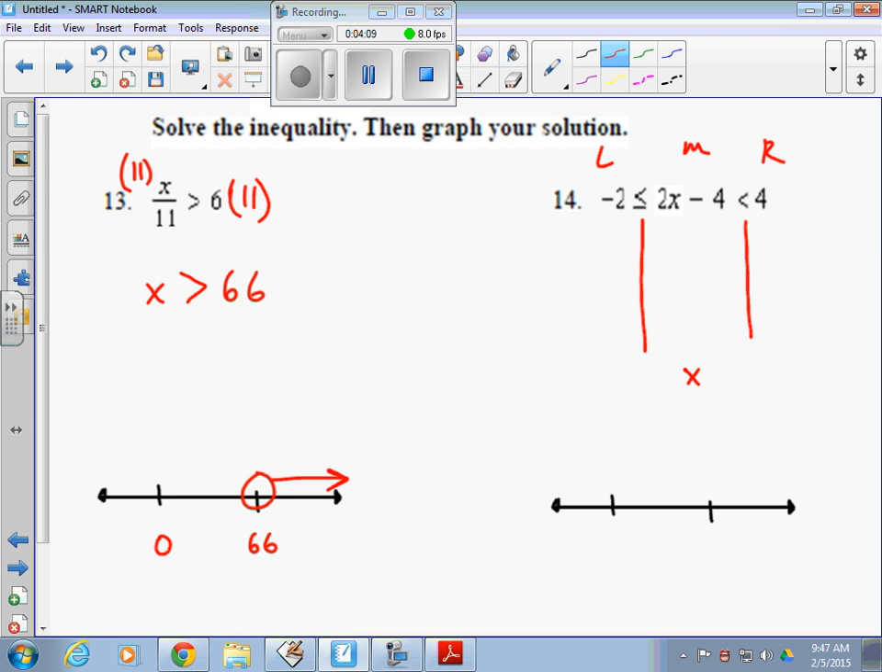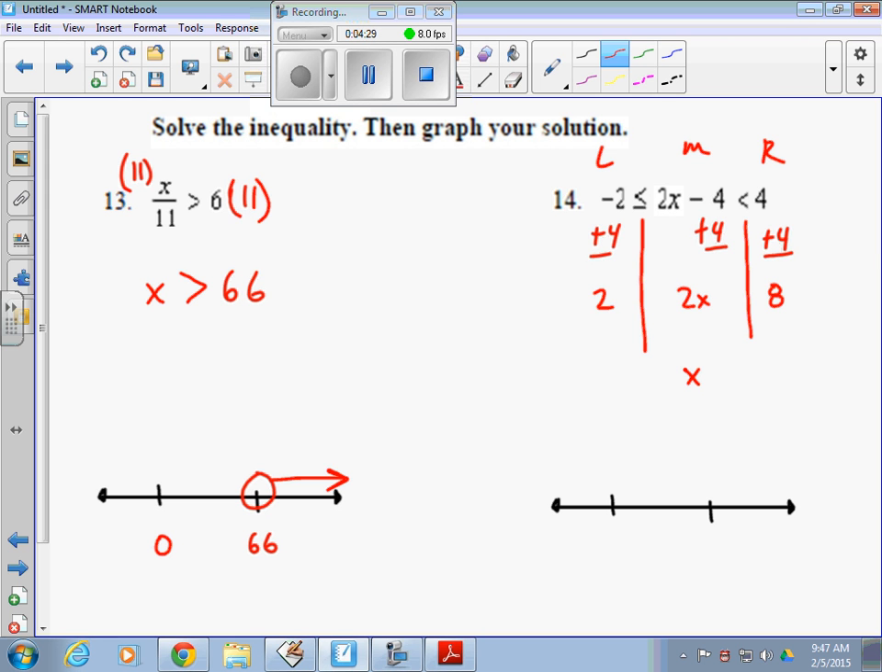Undo your order of operations like you normally do. Undo addition and subtraction first, then multiplication and division, then exponents, then parentheses. So get rid of minus 4 by adding 4. If we add it there, add it to the left and the right as well. Negative 2 plus 4 is positive 2. 2x is going to still be in the middle. 4 plus 4 is going to be 8.